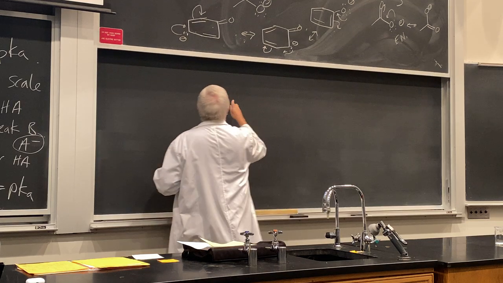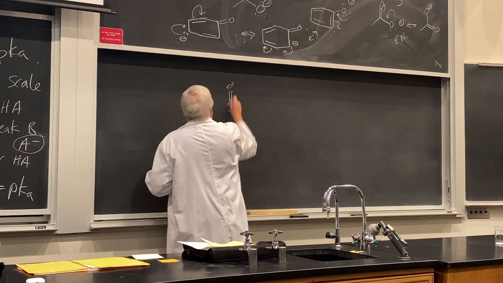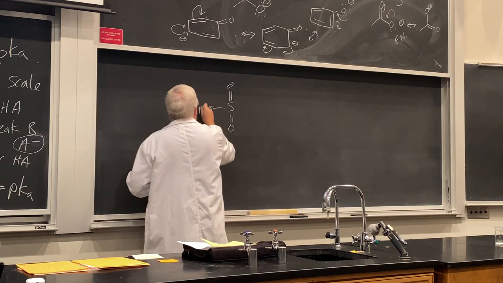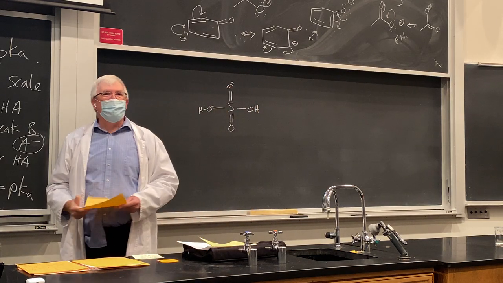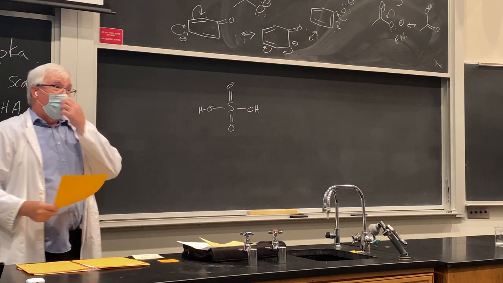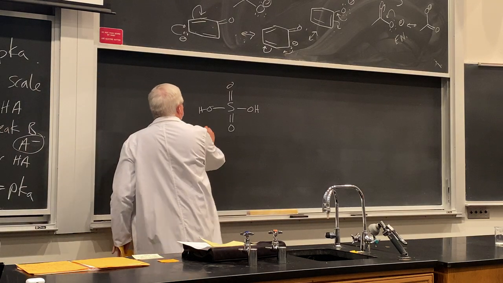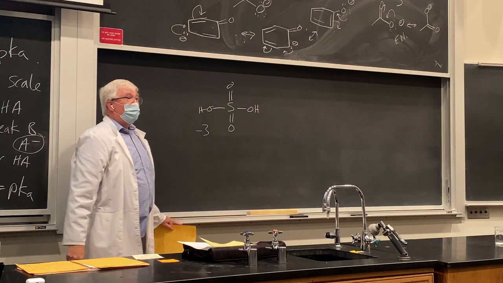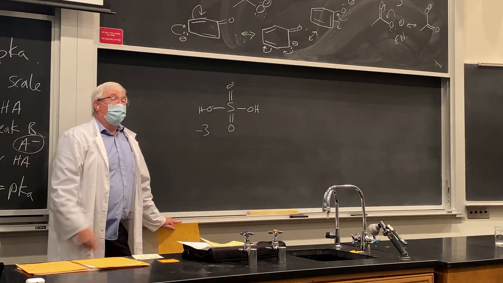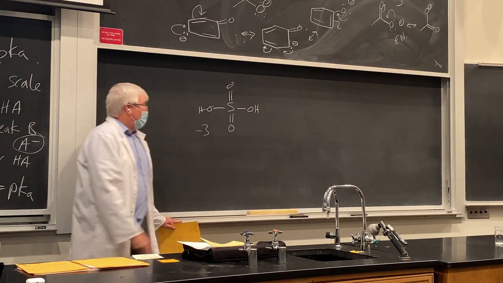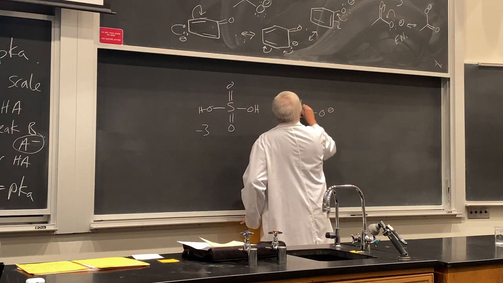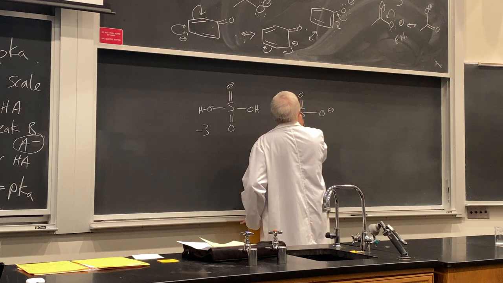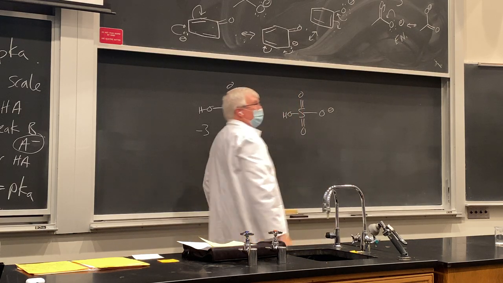Let's compare that to this. Just to be thorough here, sulfuric acid. Now this is inorganic stuff, right? But you know sulfuric acid's a super strong acid. Why? pKa of -3. Much more acidic than acetic acid. Well, let's examine the conjugate base. What do we have? So how stable is that?